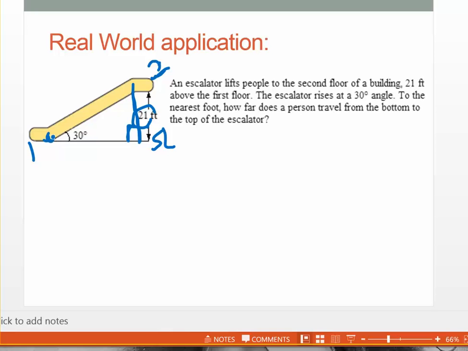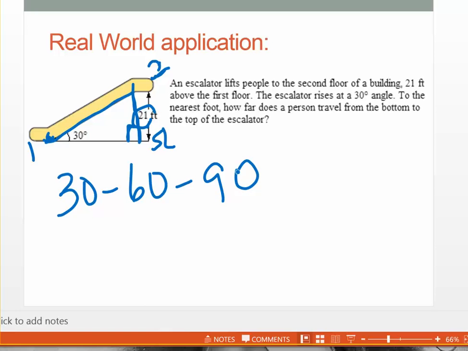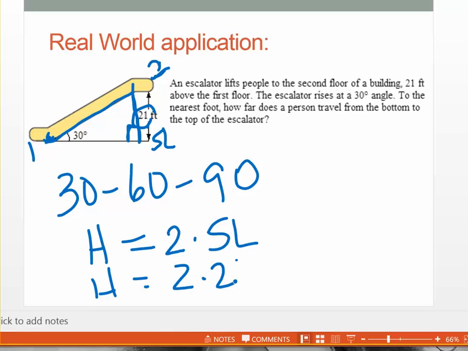So they're really going from here to here along this path. So what we really want is the hypotenuse of this triangle. And since this is the short leg, if you remember with our 30, 60, 90 shortcut rules, if we know the short leg, the hypotenuse is just equal to 2 times the short leg. So in this case, our hypotenuse is equal to 2 times 21, which is 42. Okay, so you are good to go.